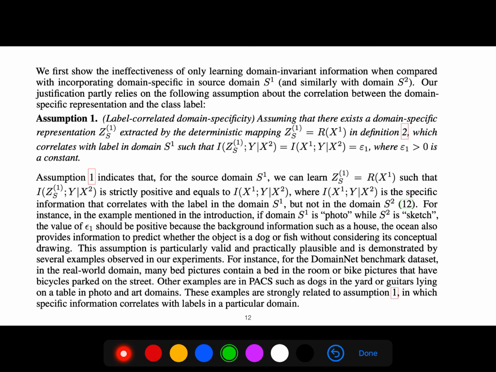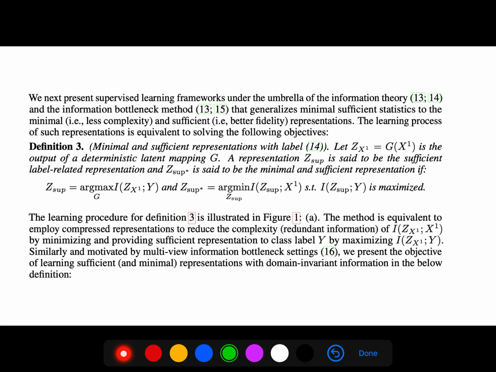The assumption is that there exists a domain-specific representation which correlates with the label in domain S1, such that the mutual information between Z sub S, the domain-specific part, and Y conditioned on X is the same as the mutual information between X1 and Y. A representation is said to be a sufficient label-related representation, and Z is said to be minimal and sufficient, if it is the argmax of our mutual information over G.